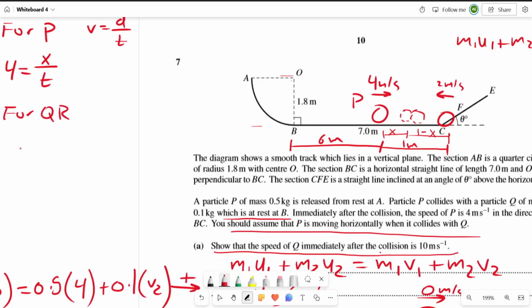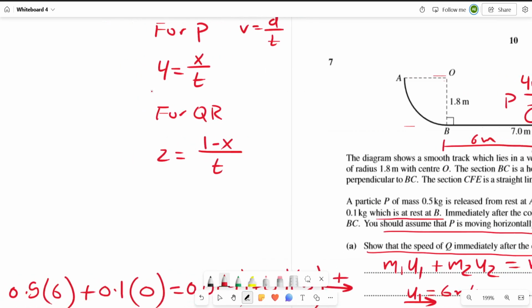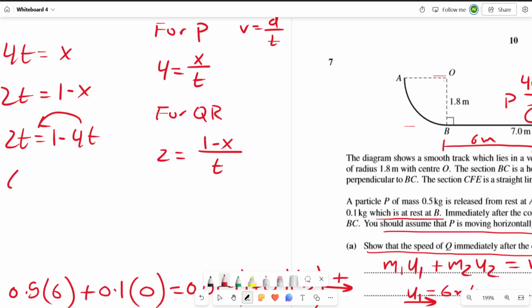For QR, again, we use v equals d over t. So 2 equals d, which is 1 minus x, over the same time period, because the same time passes for both of them if we're starting from the same time frame. Now we just need to solve these two equations together. I can multiply by t, so 4t equals x, and 2t equals 1 minus x. I can substitute x with 4t, so 2t equals 1 minus 4t. Move the 4t to the other side, becomes 6t equals 1. t equals 1 over 6 seconds.